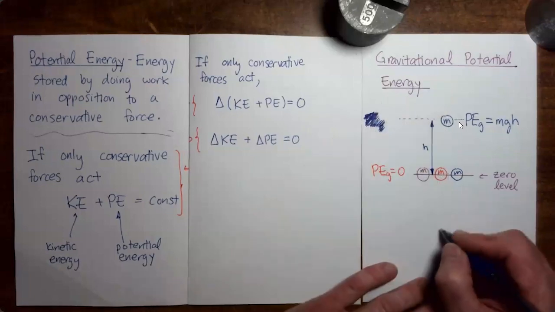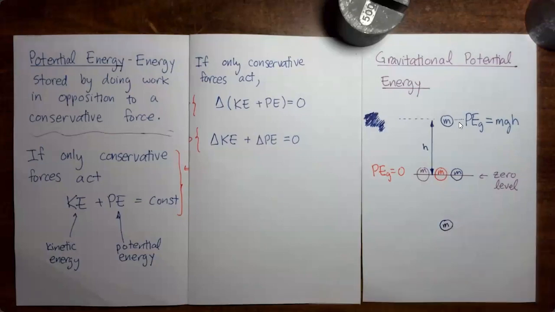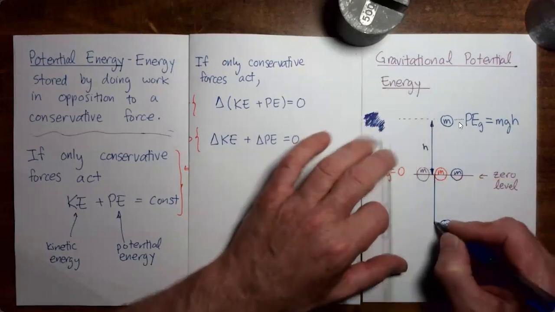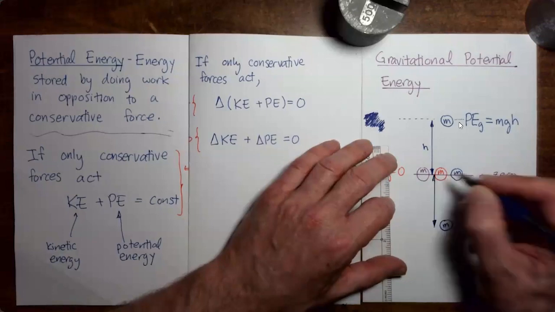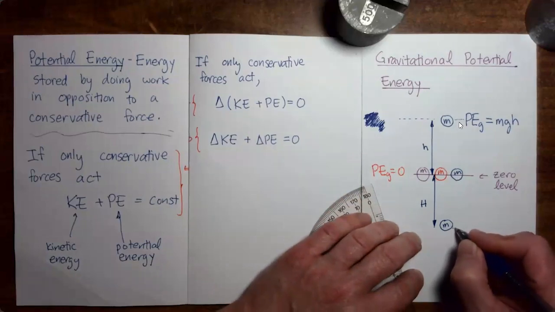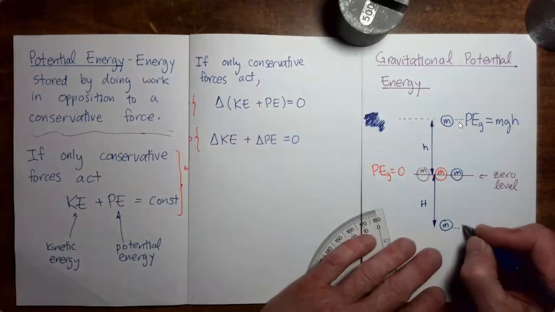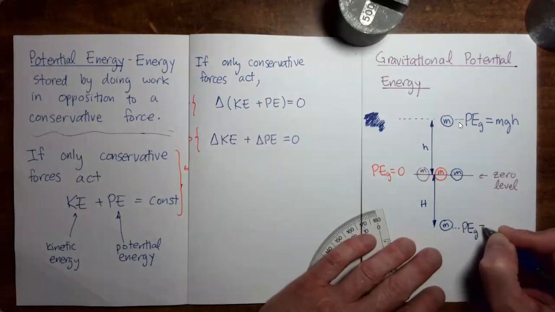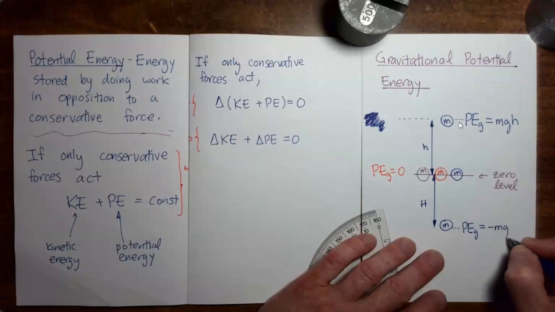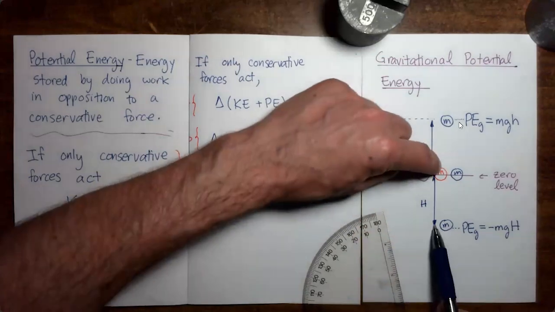On the other hand, let's say we have an object of mass m, except that it is below the zero level. Let's call this distance something else, let's say capital H. What would be the gravitational potential energy of this mass over here, a distance capital H below the zero level? The gravitational potential energy of that object would be equal to minus the mass times the free fall acceleration multiplied by that vertical distance H between the mass and the zero level.